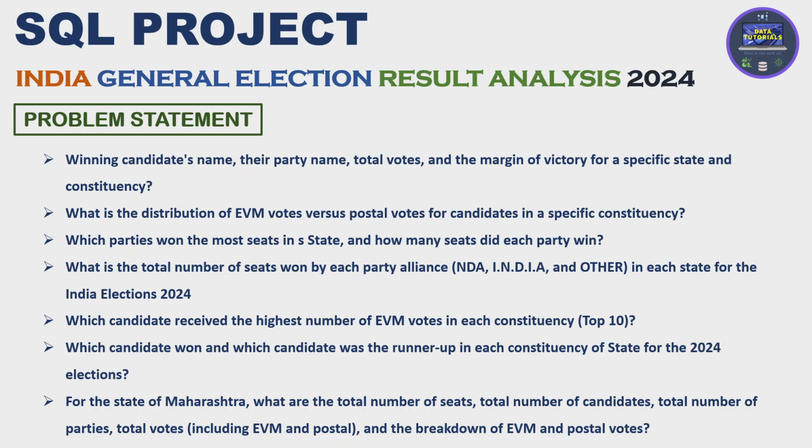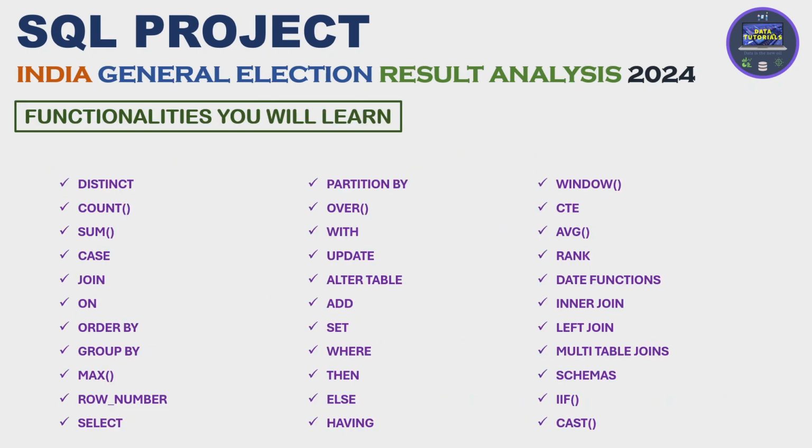I'm just not sure of the votes each has received, right? So there might be some discrepancies, but otherwise all the data has been good. I have checked a majority of states and a majority of the parties, right? So this is the problem statement which we have.